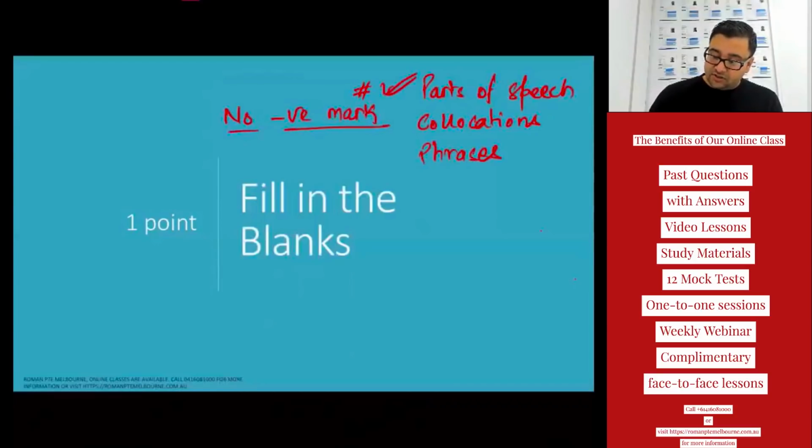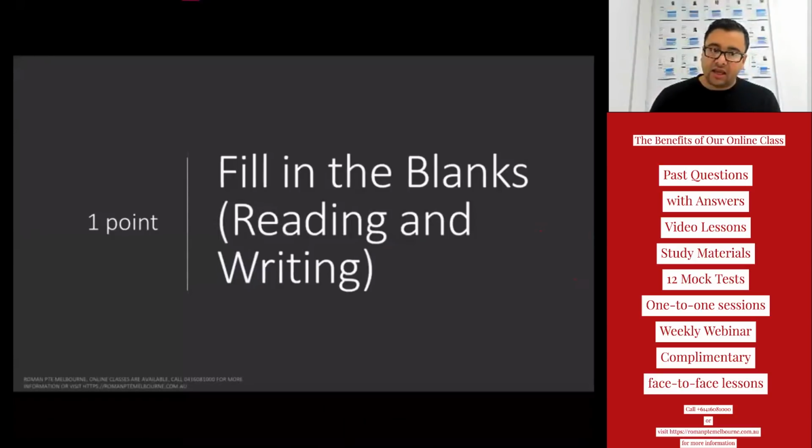The other question is fill in the blanks, reading and writing. Again, this is a drop-down menu type. You have 4 options there. You are supposed to select 1. Remember, this contributes to writing as well. So you need to be careful about this section, because this is usually more difficult than the previous fill in the blanks question, but it can influence your writing as well. So you need to make sure that you know how to do these questions.